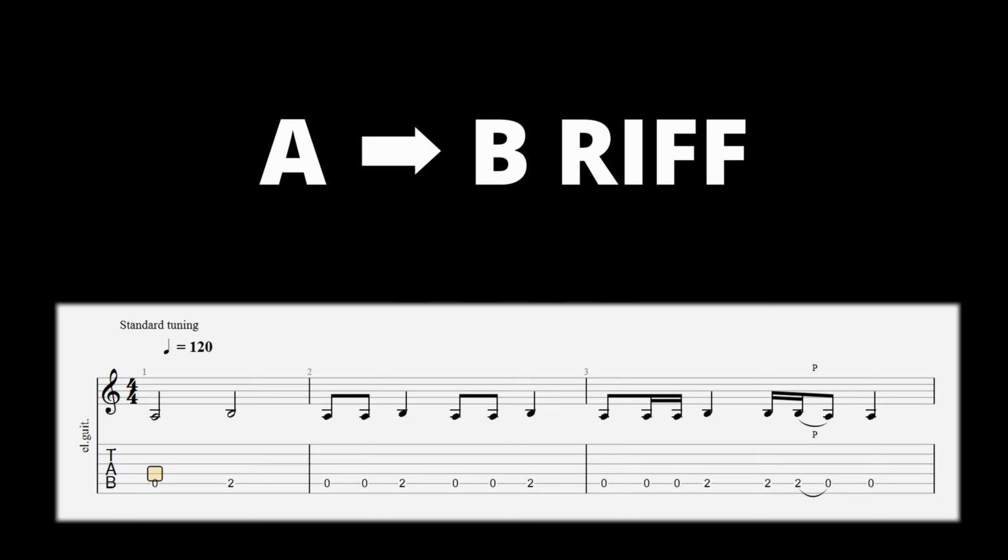If you are working with a scale, such as A Dorian here, you can experiment by playing two notes in the scale that create an interval you like the sound of. Once you find the interval you like, then you can work on the rhythmic idea for your riff. For example, here is a simple riff using the first two notes in the A Dorian scale, A and B.